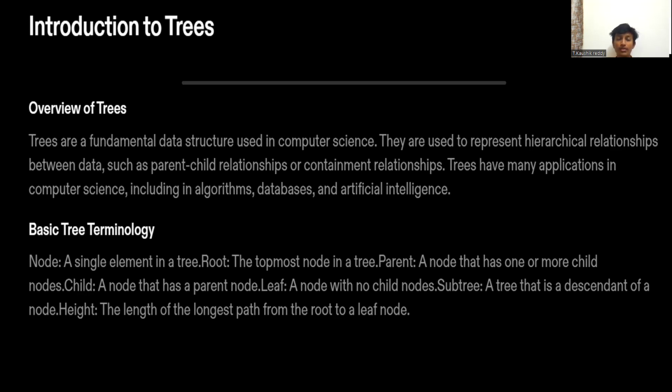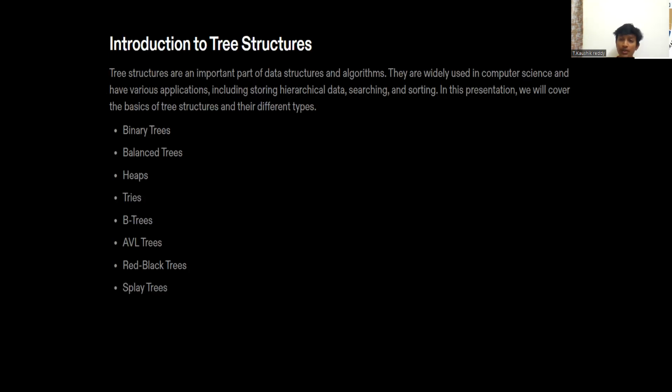So what exactly does an overview of trees mean? What does a tree structure program mean? Trees are a fundamental data structure used in computer science. They are used to represent hierarchical relationships between the data, such as parent and child relationships or containment relationships. Trees have many applications, including algorithms, databases, and artificial intelligence. A subtree is a tree that is a descendant of a node, and height is the length of the longest path from the root to a leaf node.